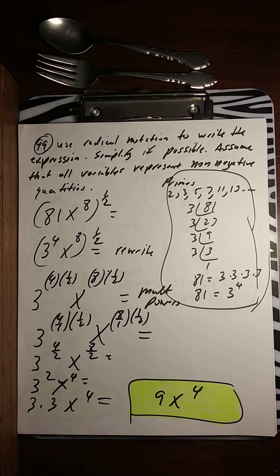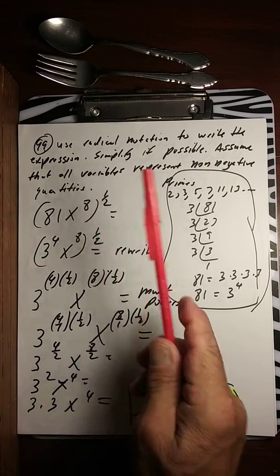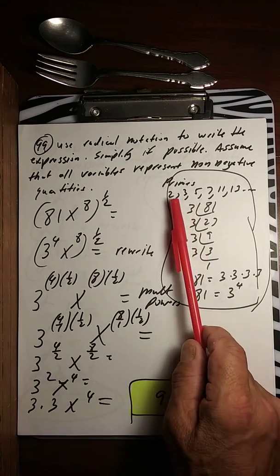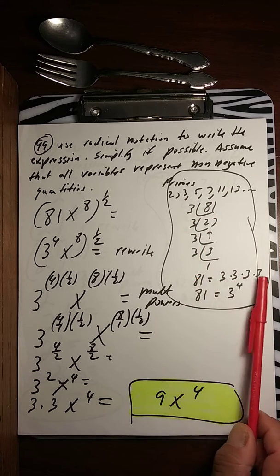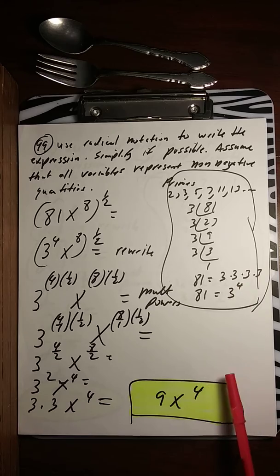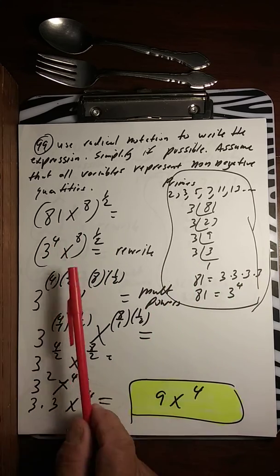Use radical notation to write the expression as simply as possible. Let's see. So 81, let's do that first. Prime numbers: 3 divided, 3 divided, 3 divided. So 81 is 3 times 3 times 3 times 3, or 81 is 3 to the power of 4. So put it back in here.